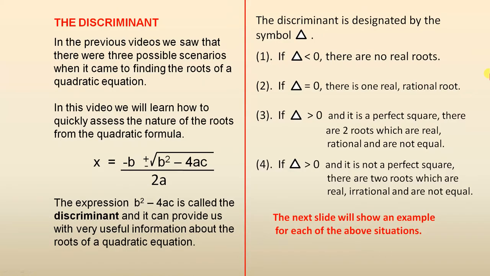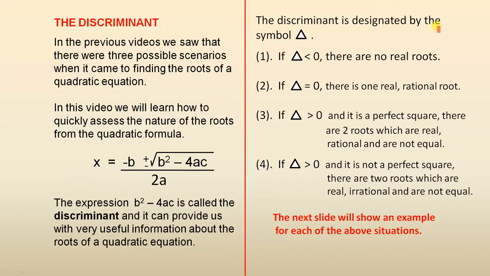The discriminant. In the previous videos we saw that there were three possible scenarios when it came to finding the roots of a quadratic equation. In this video we will learn how to quickly assess the nature of the roots from the quadratic formula. Now here's the quadratic formula, and the values of a, b and c are obtained from the equation. The expression b squared minus 4ac is called the discriminant, and it can provide us with very useful information about the roots of a quadratic equation.